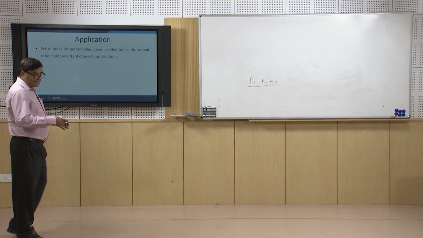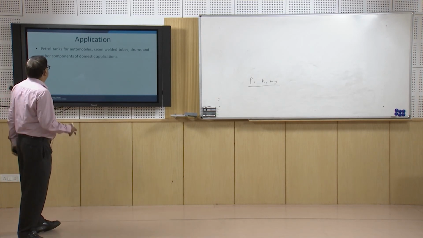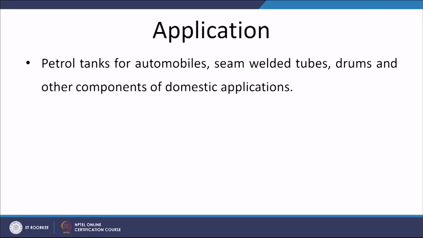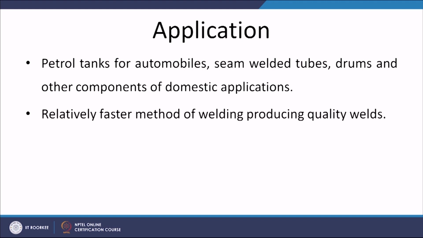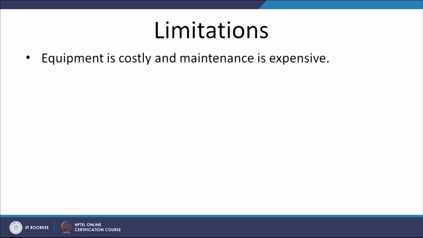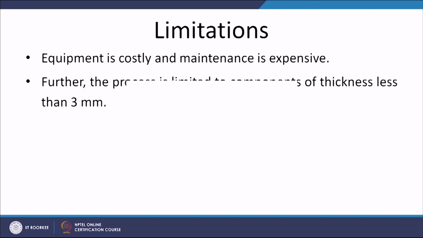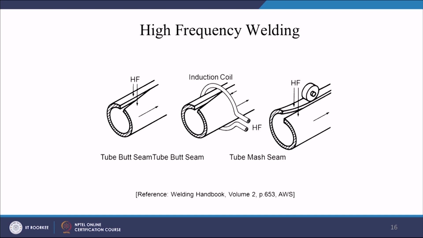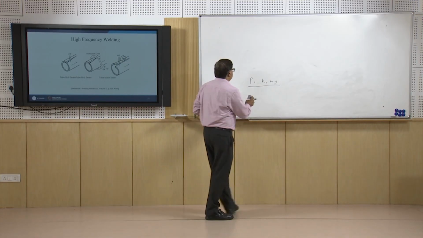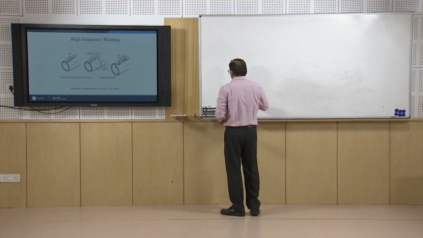So, this seam welding is mainly used for making the petrol tanks for the automobiles, seam welded tubes, the drums, and other components for domestic application, and this process is very fast. So, this is very economical for high volume production to produce a good quality weld. But the limitation is that the equipment is costly, requires maintenance, and maintenance is expensive. Further, the process is limited to thickness less than 3 mm, because thicker plates will require much higher welding current, pressure, and much closer control over the process.